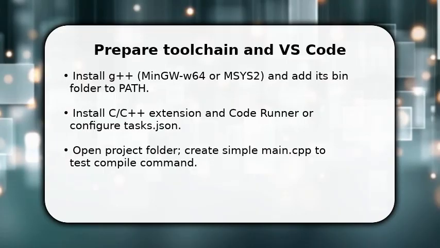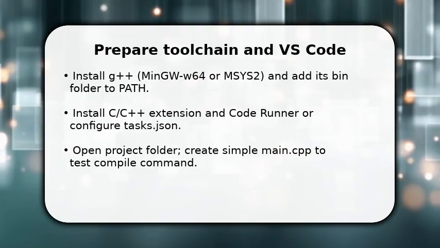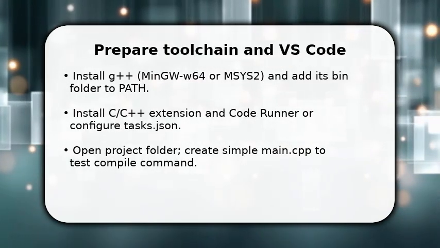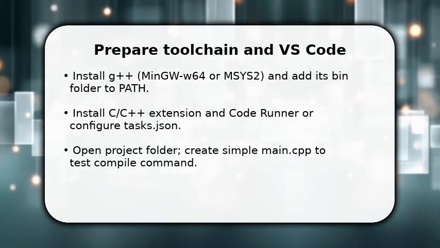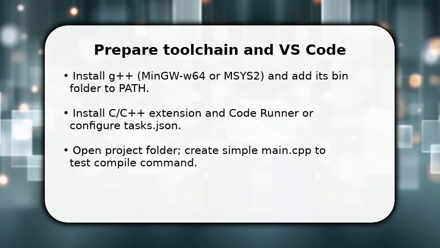In VS Code, install the C/C++ extension and optionally Code Runner. Open your project folder and create a minimal main.cpp file to run a first compile test. This confirms the environment is reachable and sets up the next troubleshooting steps.